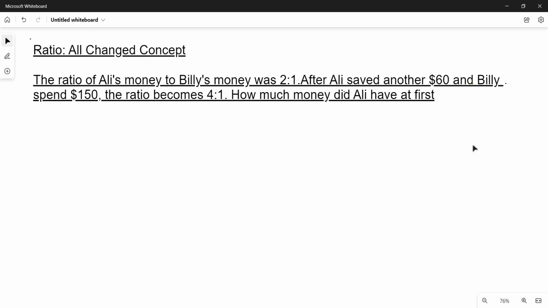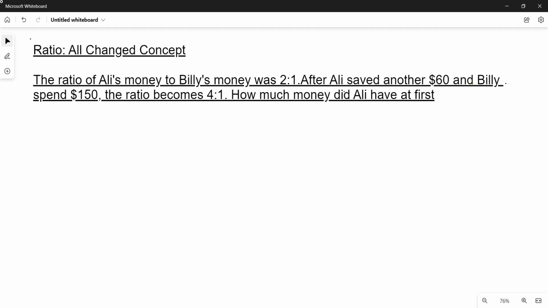Okay, today we're going to do this concept called ratio or change concept. Now, this is actually the most complicated of all the ratio questions where everything is being changed. So today, just going to go through two possible methods of solving this. So first, let's read the question.